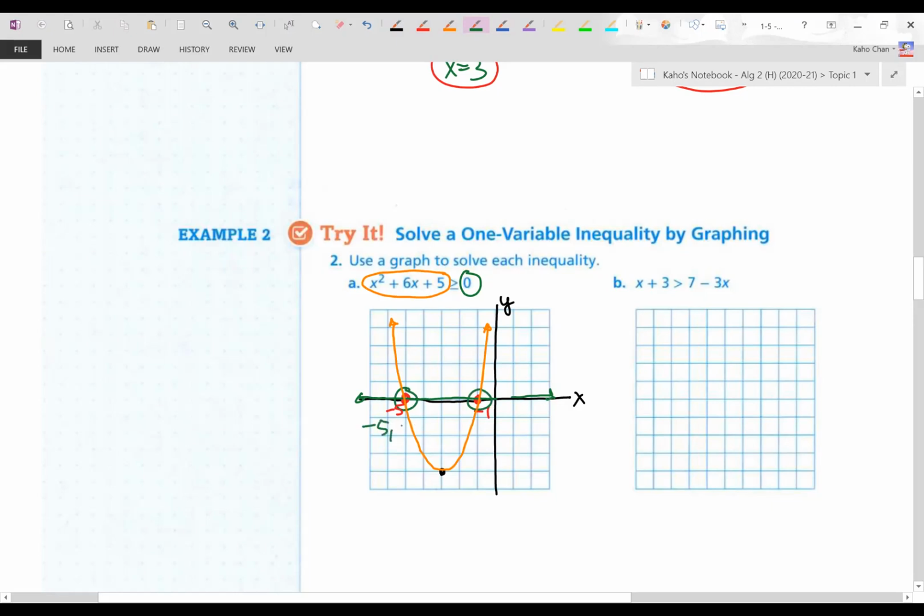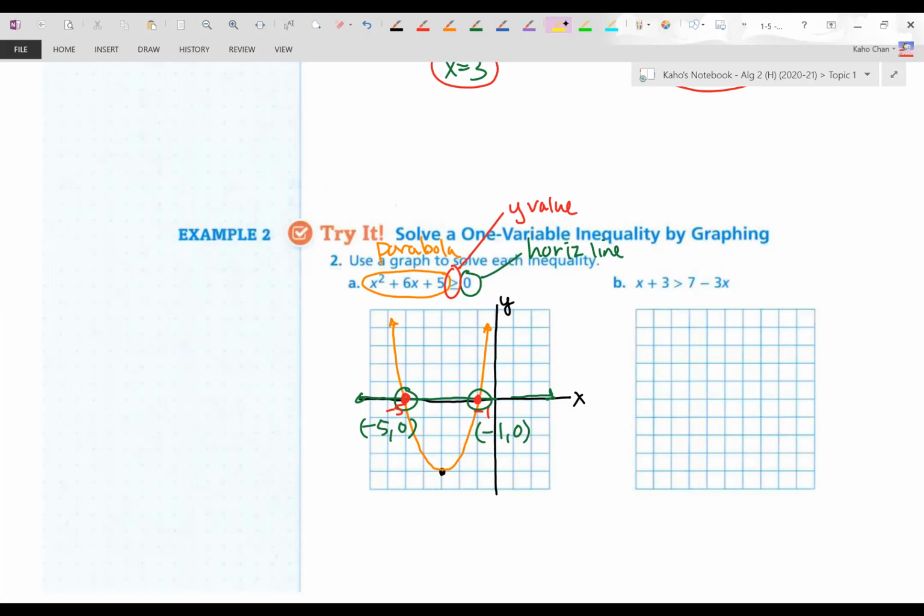Again, same process. Not exactly like the last 2 examples, though. The key here is where is the parabola greater than the horizontal line at y equals 0? Excuse me. We are referring to the y values. Where are the y values greater than the other one? Let me grab a highlighter.